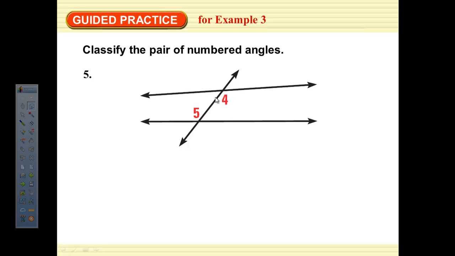Here we've got ones, again, on alternate sides of the transversal, which is here, and they're inside the two lines, so that would make them alternate interior angles.